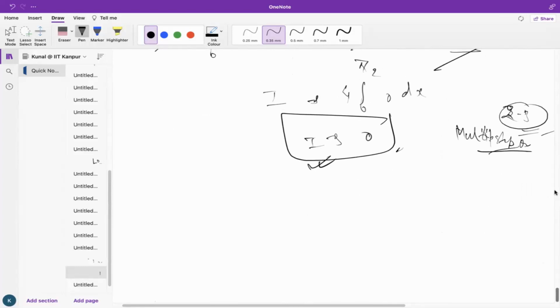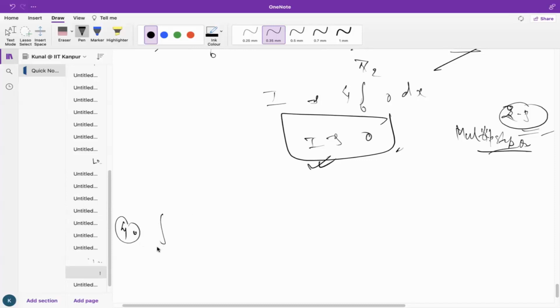Now let's move on to today's last problem, which is actually a good problem. And in tomorrow's class, we will deal with some more properties and problems as well. So let me write the question here. This is, I think, the fourth question.